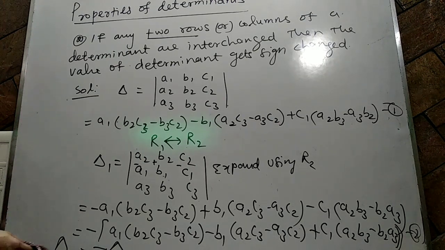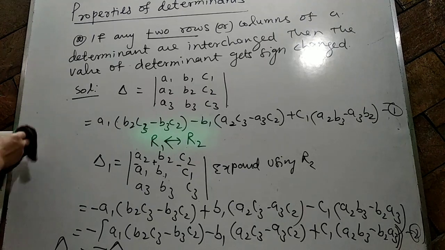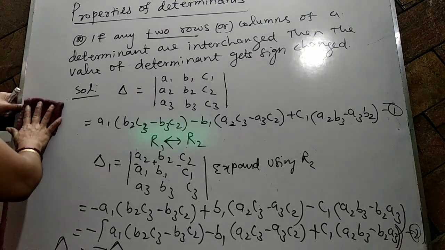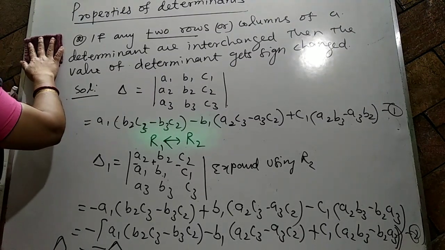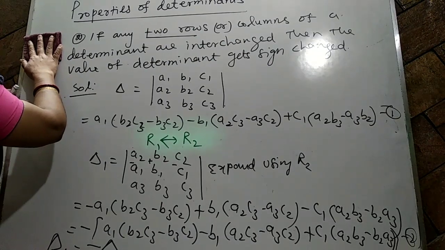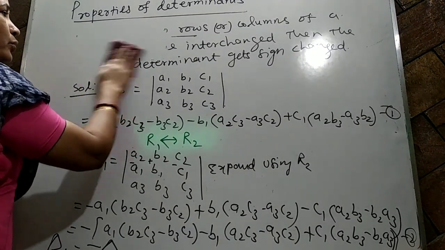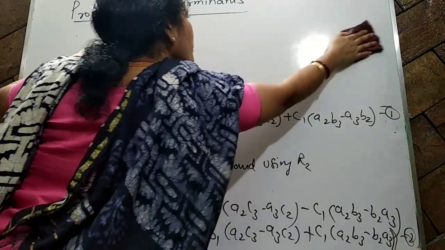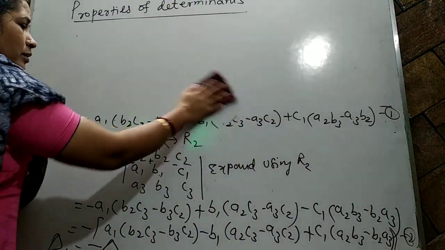Done? Say yes, no, beta, immediately. Yes. Yes, beta. Yes, ma'am. Write fast, bachche, write fast. Otherwise, we cannot even complete the properties, you know.